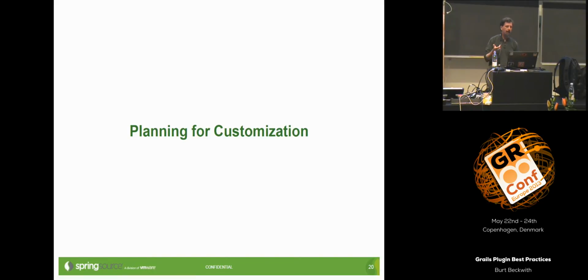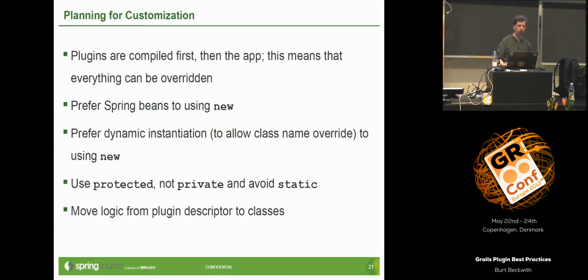So, coming back from my rant, it's hard to predict how people are going to use your plugin, and it's hard to set it up in a way that's going to be easy to customize and easy to work with. But let's think about some ideas for what you might do. As I said before, plugins are compiled first and then the application. That means you have a little bit of flexibility there in that you don't have to make your plugin quite as configurable as the Spring Security Core plugin is, right? Have you guys seen that?